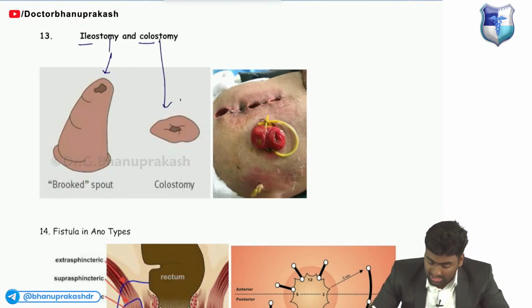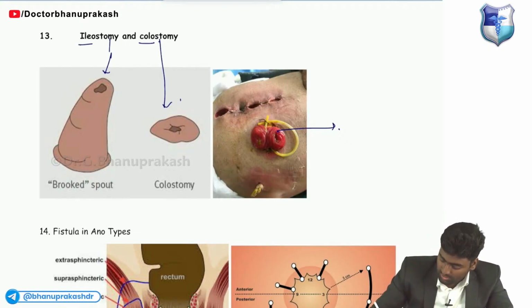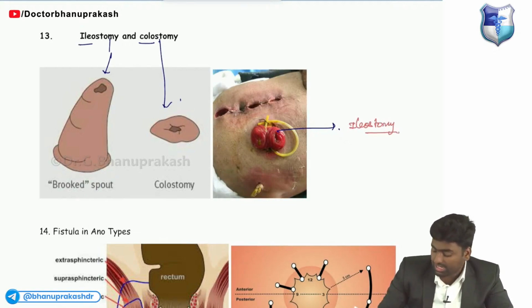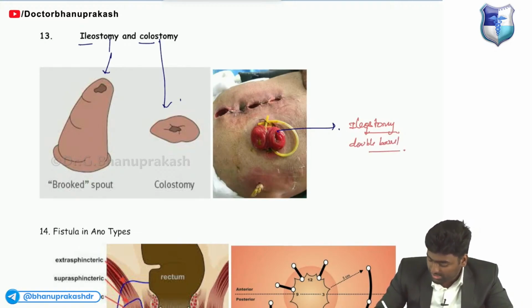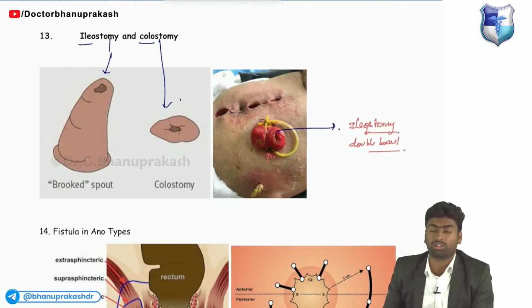Can anyone tell me what this is? Is this ileostomy or colostomy? Ileostomy. Okay, it is this ileostomy, which is actually the type known as what? Double barrel ileostomy. Double barrel ileostomy. No, it is not colostomy. See, we have this loop which is sprouted out, which is coming out.